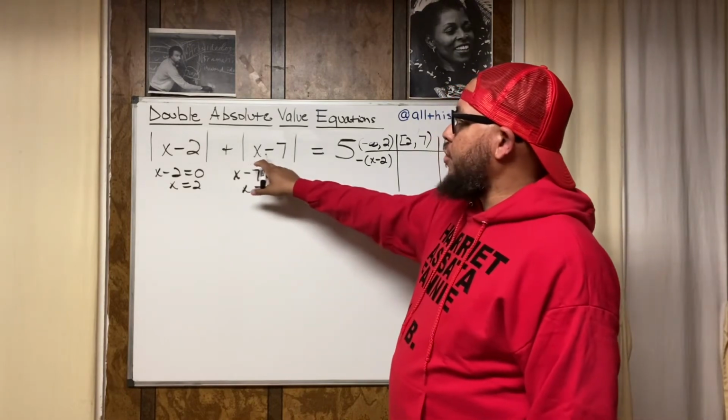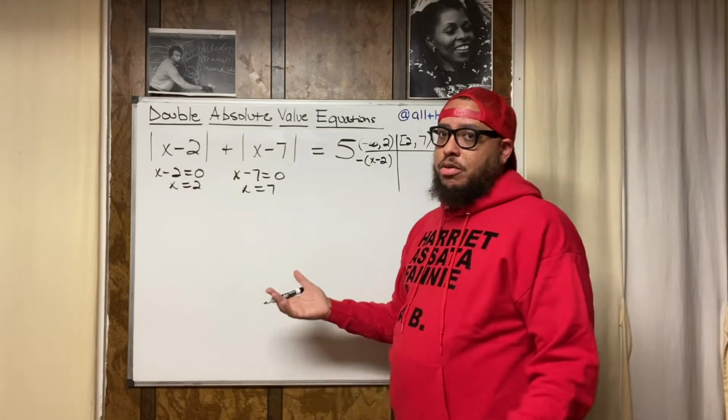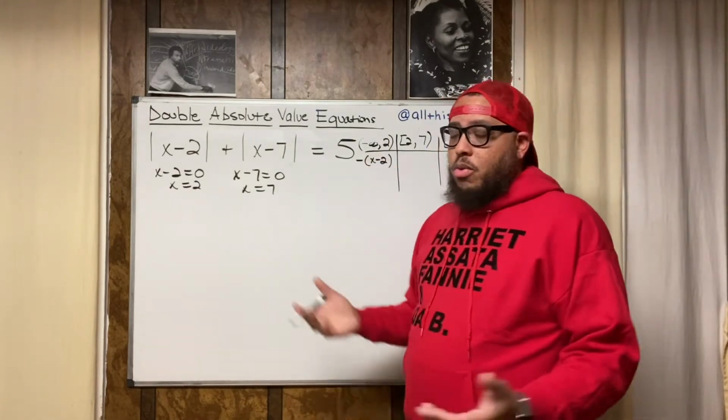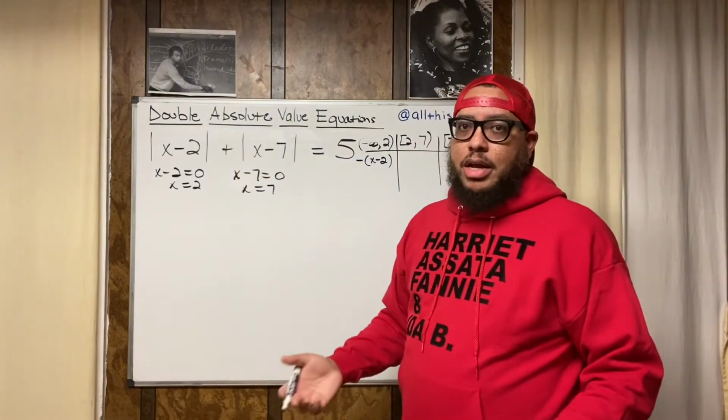Then we do the same thing for x minus 7. I'm going to use 0 again. I'm going to use the same number. You can use a different number if you want, I guess, as long as it's in that interval. But why not just use the same number? So I'm going to do 0 minus 7. I get negative 7. I get a negative again.